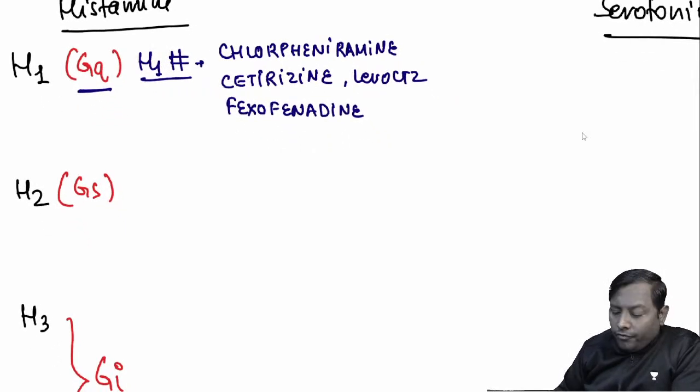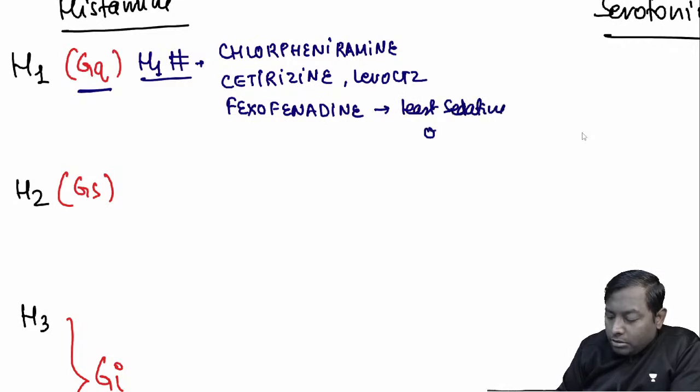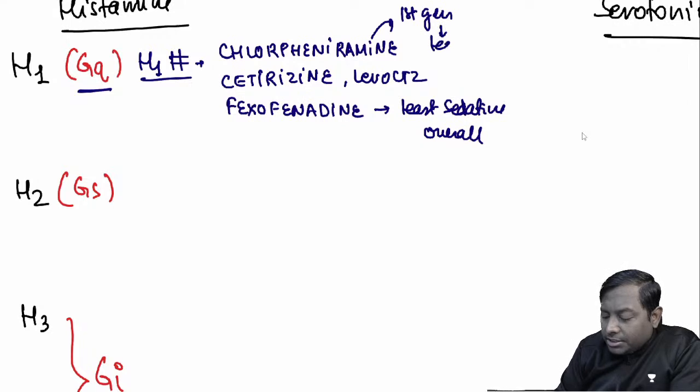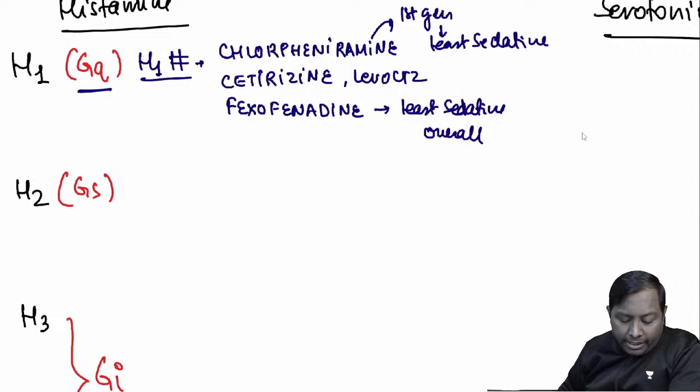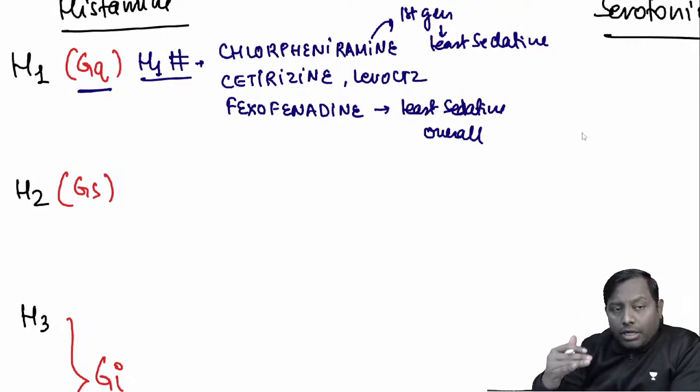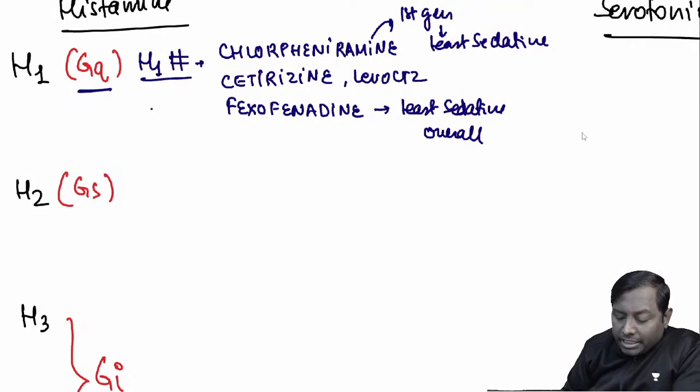Out of them, fexofenadine is overall the least sedative H1 antagonist. But if you talk about chlorpheniramine, it is coming from the first generation, and from the first generation, it is the least sedative. Chlorpheniramine, short acting, will be least sedative. Remember that, chlorpheniramine.